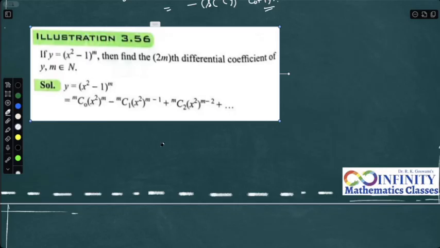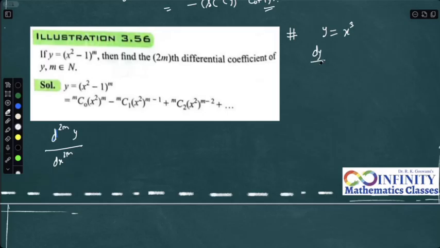So when you simplify the expression, this is going to be a binomial expression. So I need the value of the 2mth time derivative of y with respect to x, right? In order to get this expression, let me just try to tell you something. Just suppose there is a term y equals x cube.